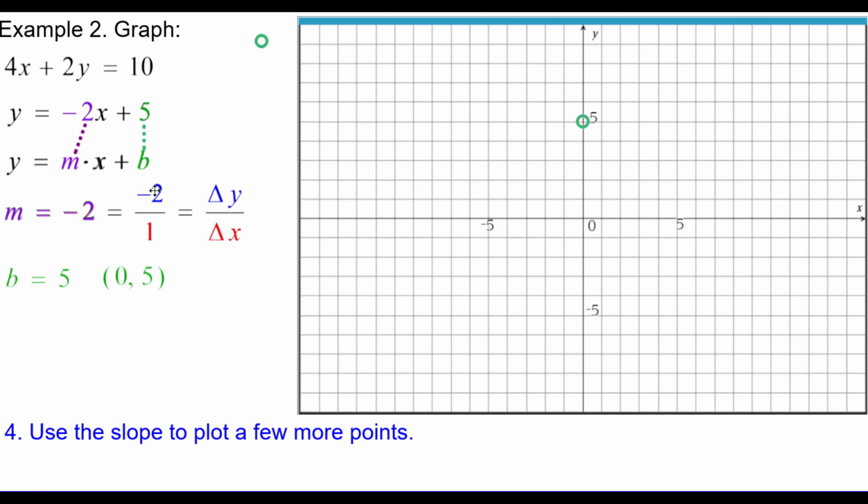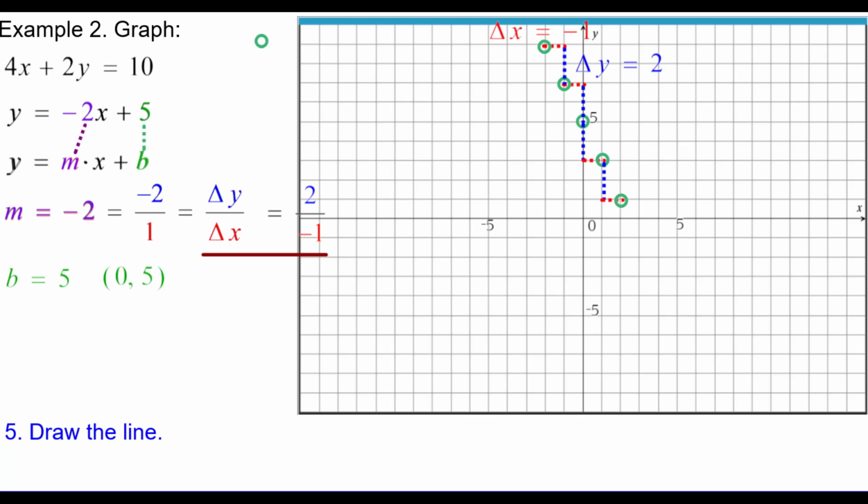Slope's -2. I'll write it as -2 over positive 1. So the change in y is down 2. Change in x is right 1. So the line will slant downhill from left to right. I can do that again, down 2, right 1. Or I could think of the slope as positive 2 divided by -1. So the change in y would be up positive 2, change in x left 1. And do that one more time. Up 2, left 1. We've got 5 points that are collinear, can draw the line.